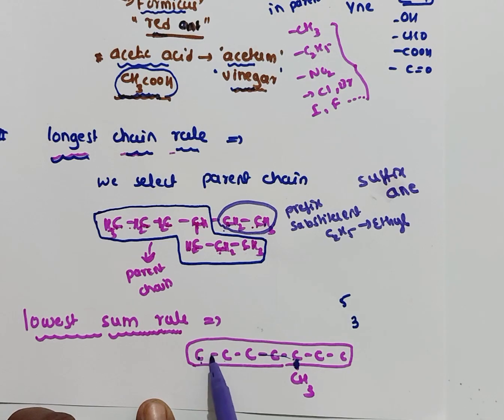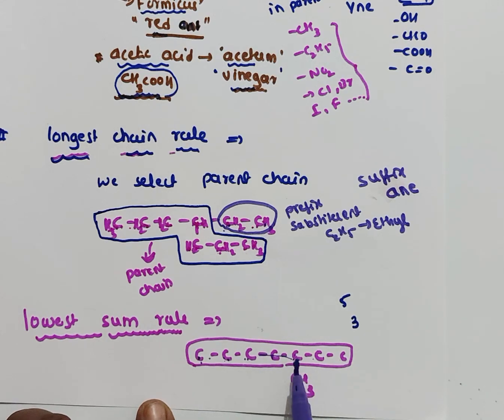Listen carefully. Nomenclature is a very confusing part. First you listen here. 1, 2, 3, 4, 5, 6. So this chain is also possible. 1, 2, 3, 4, 5, 6, 7. The straight chain is also possible. 1, 2, 3, 4. This chain is also possible. So in the given organic compound, 3 chains are possible. Here the straight chain is the longest chain.